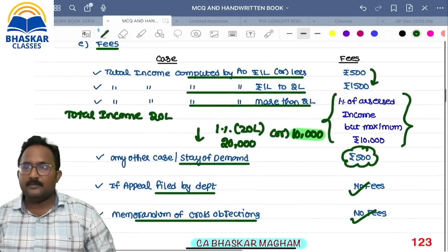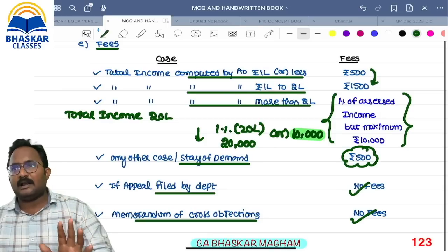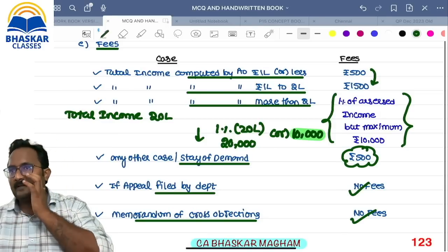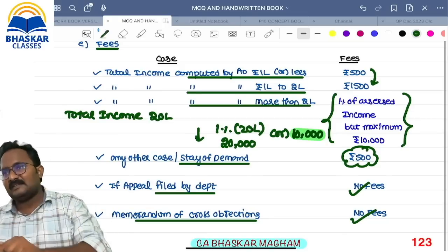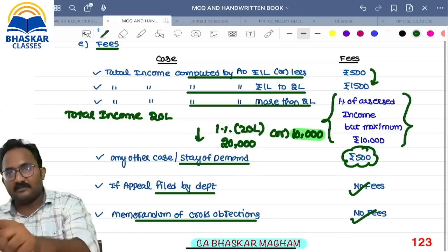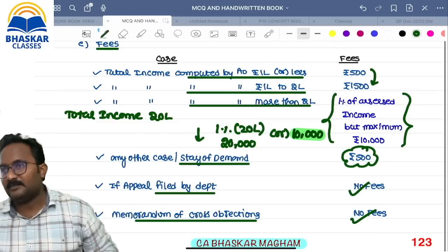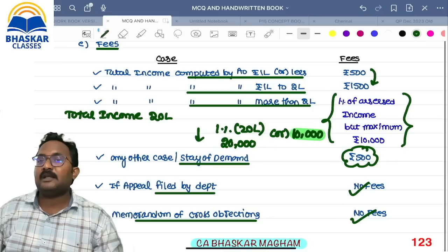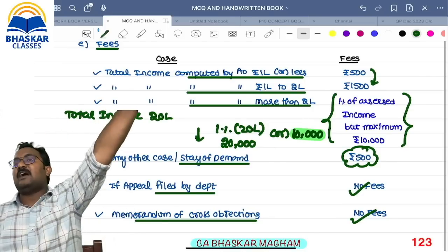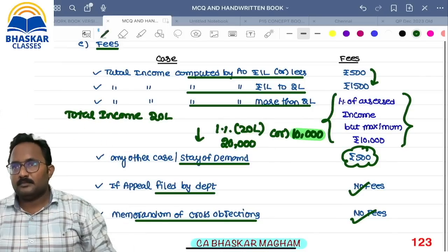So, shall I repeat the fees? AO computed total income 1 lakh or 1 lakh less, 500. 1 lakh to 2 lakh, 1500. More than 2 lakh, 1% of assessed income by the AO or 10,000, whichever is lower. Memorandum of cross objections, nil. If an appeal is filed by the department, nil. Stay of demand related, 500. CIT before stay of demand, what is the fees? 250.